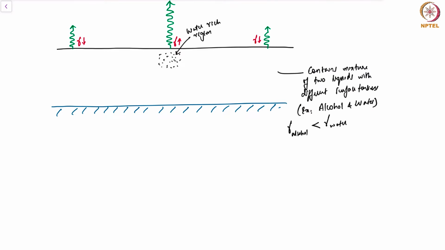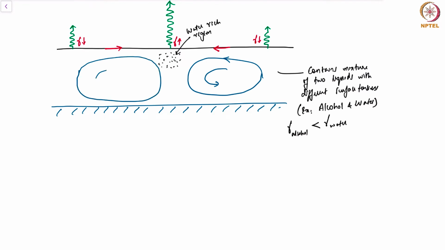This motion at the interface would go from regions of lower surface tension to higher surface tension. So it would have a motion this way, and as a result you would have a bulk motion set up in the following fashion. So again, we see that this is an evaporation driven instability.